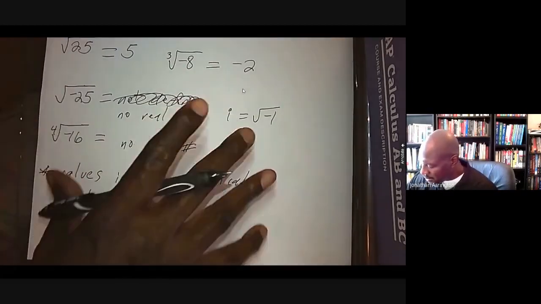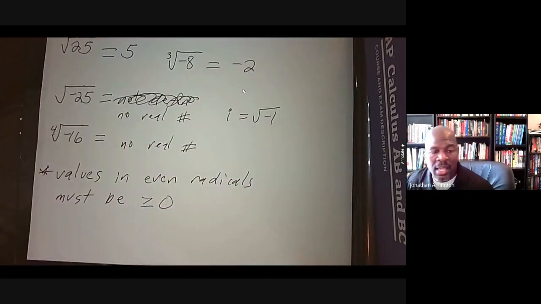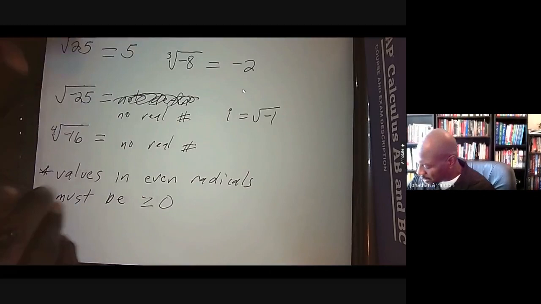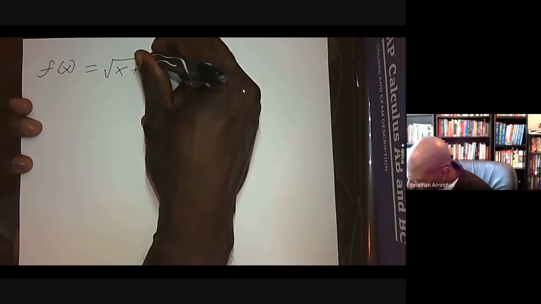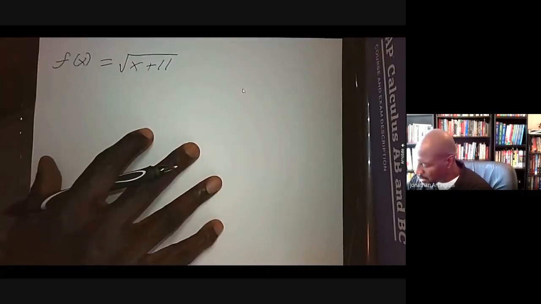So for right now, the only way your domain can have restrictions on it, there are other ways, but for right now, the only way is if you have a denominator or an even radical. That's the only way. So let's look at an example. Let's say f of x is the square root of x plus 11.